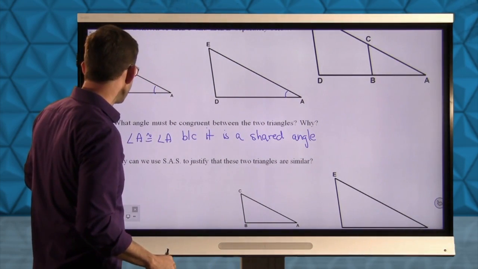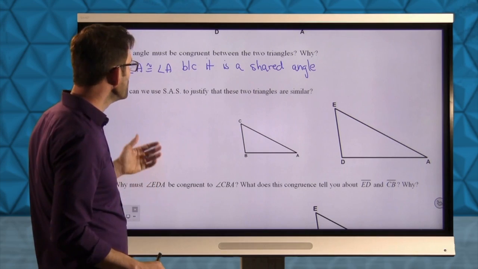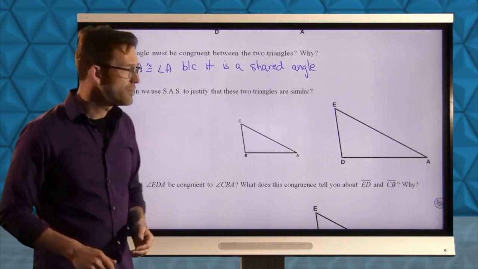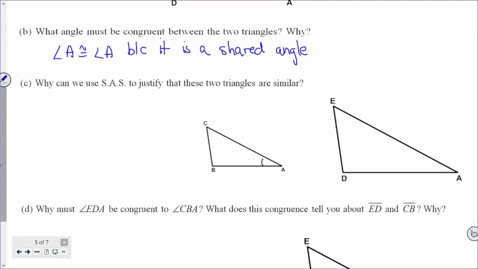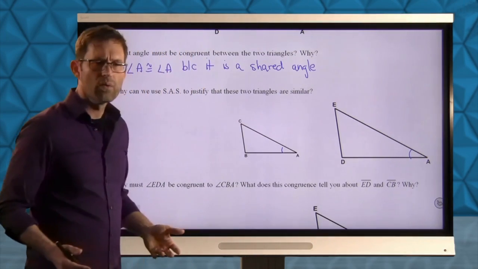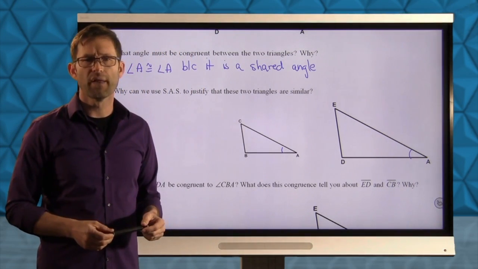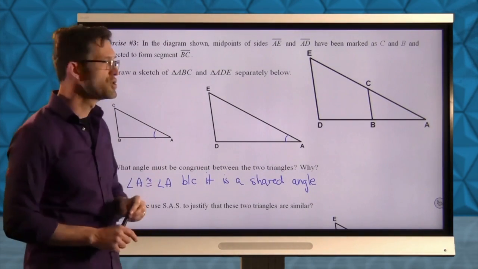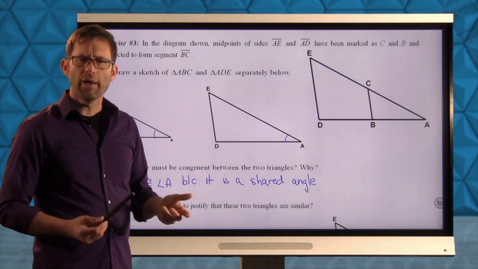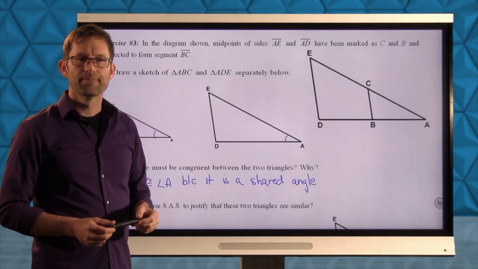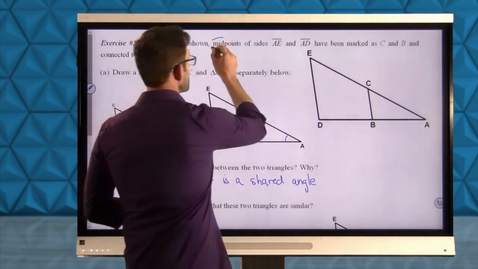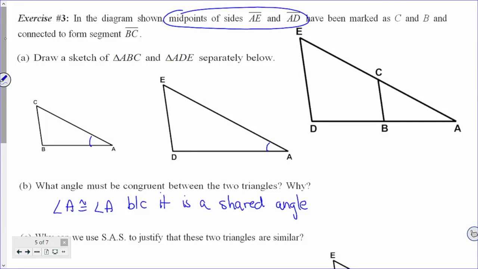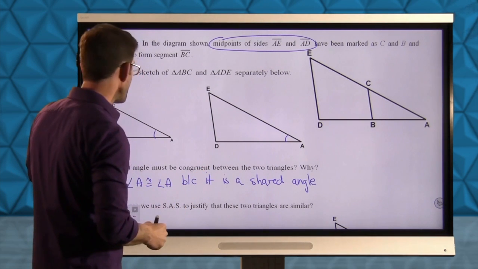Okay. Now, the problem says, why can we use side angle side to justify that these two triangles are similar? Well, I know I've got the angles, right? So now, why can I use side angle side to justify that the triangles are similar? And maybe for this, we need to really go back up to the original picture. So why is that? Think about that for a minute. And by the way, as a hint, it has something obviously to do with this. So let's talk about it.